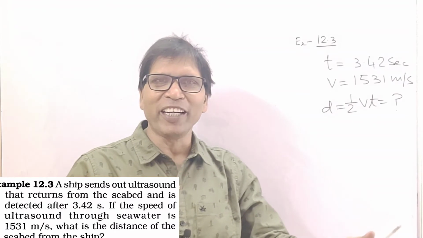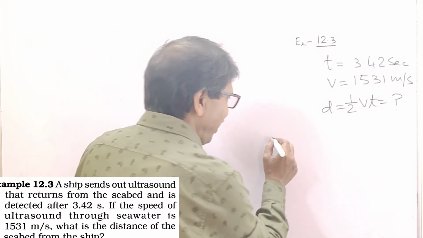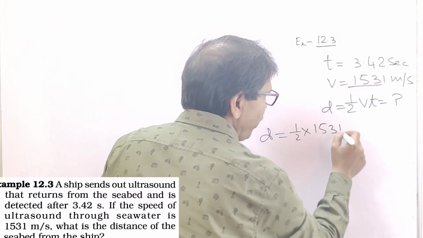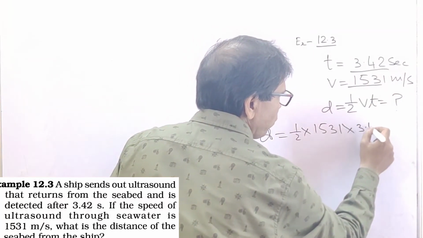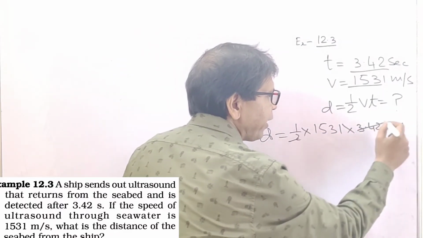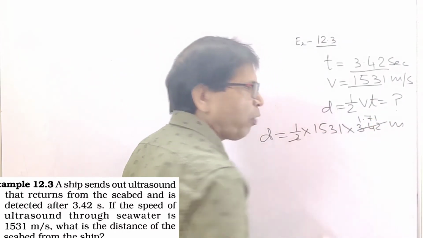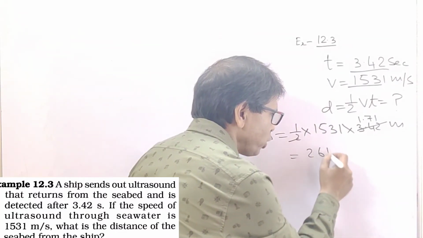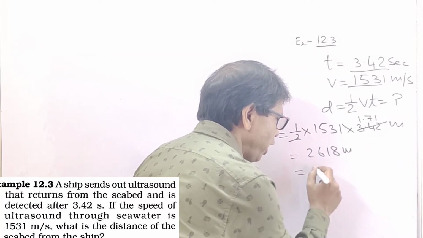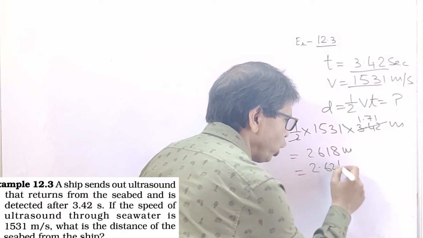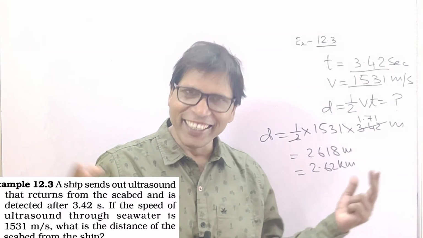So we can easily calculate the depth of the sea. Look at this, here d is equal to half v t, where v is 1531 and t is 3.42. This is the meter. Look at this, this and this cancel out, so this is 1.71. If we multiply this and this, we get 2618 meter. So the depth of the sea is 2.62 kilometer. Okay, understood?